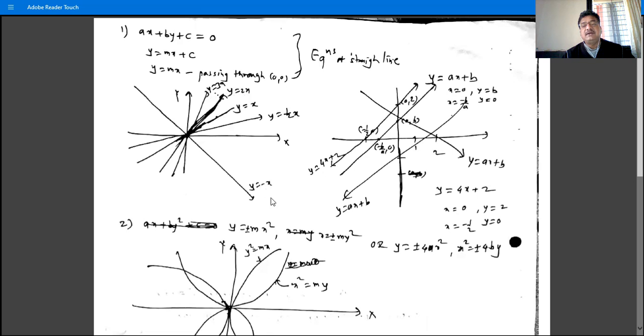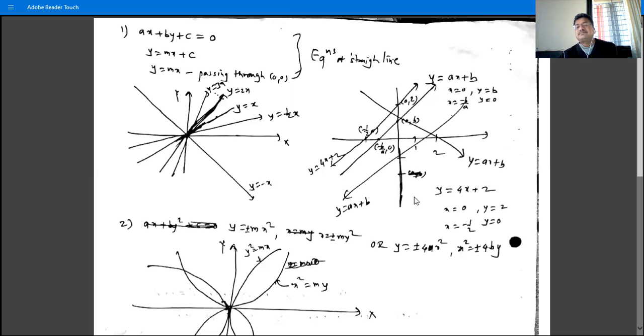Similarly, this is y is equal to minus x, and all the lines. And if the equation is in this form, where the value of c is 0, then these lines pass through the origin. But if the equation is y is equal to ax plus b, then the line lies in this type, that is, it cuts the x-axis and y-axis at some points.